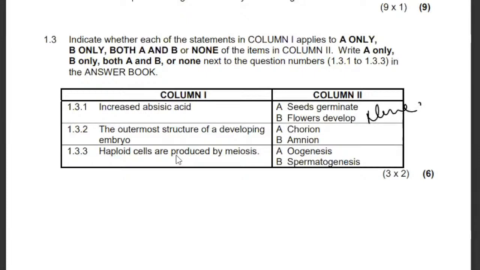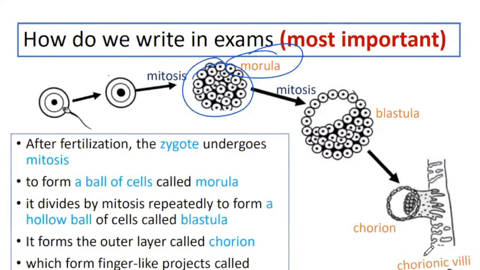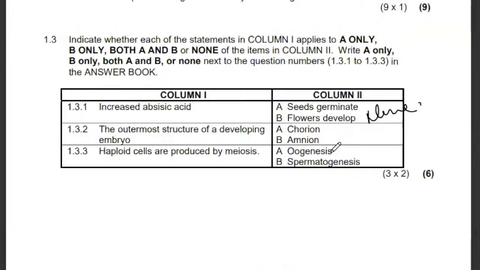And then they're saying the outermost structure of the developing embryo. How do you call the outermost? Remember that when you're talking about that, we say that it forms chorion. Check. It forms the outer layer called chorion, which forms finger-like projections called chorionic villi for implantation. So this outermost layer is called chorion. So the answer is A only. These words, word only must be there.